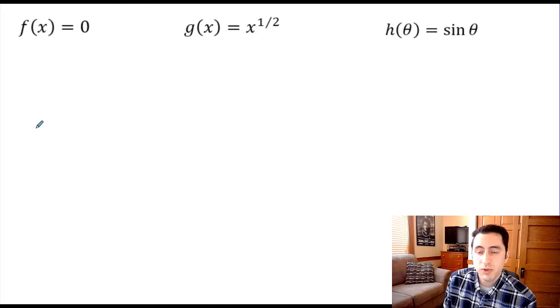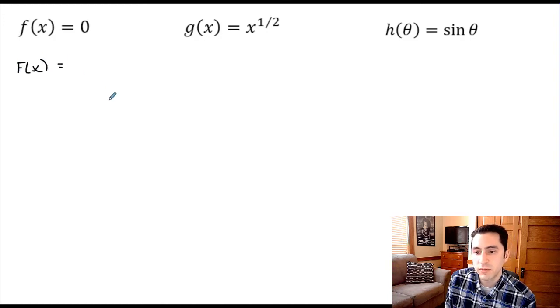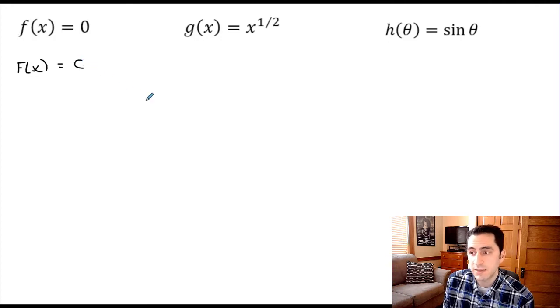So my first example, I have f of x is equal to 0. So my mindset, I'm thinking backwards. So what I'm thinking about is the derivative of what is going to give me 0. So here we're going to do capital F of x. That's going to represent our antiderivative. And as I was just talking about, the derivative of a constant is going to give me 0. So my antiderivative of 0 is going to just be that arbitrary constant c.